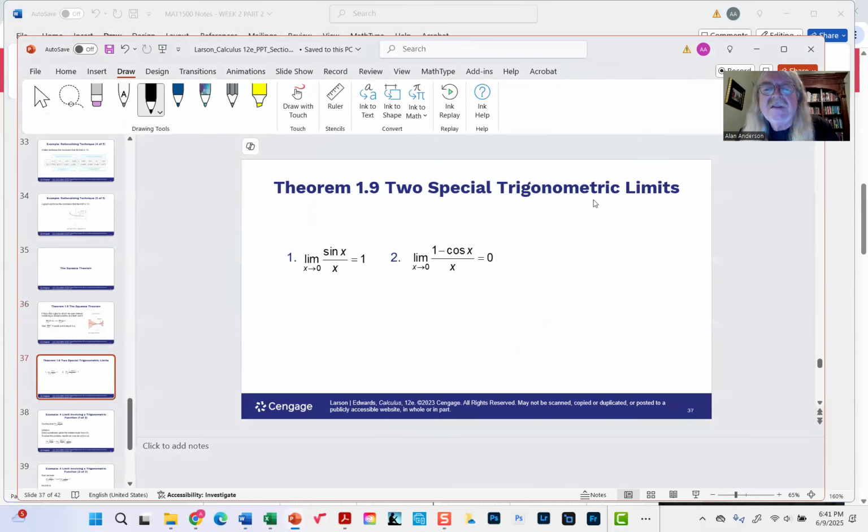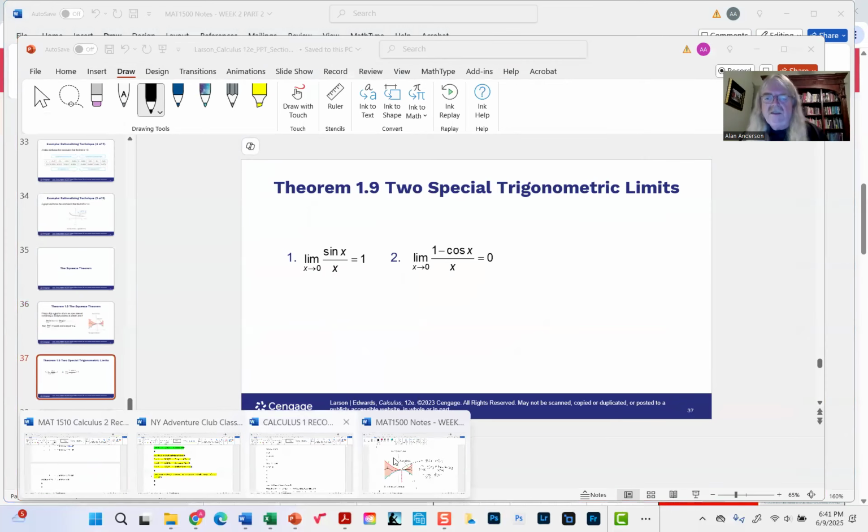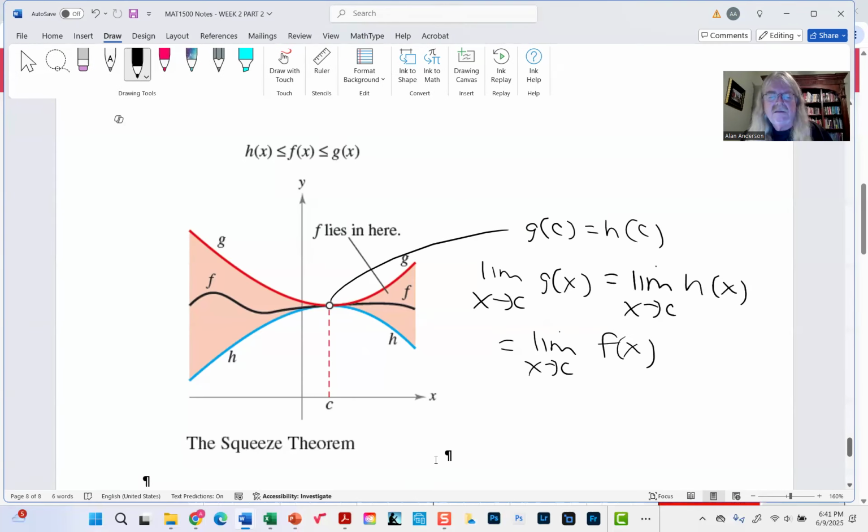Let's see how many examples they have. Well, all right, let's try this one. The limit as x goes to 0 of sine x over x equals 1. Let's see.